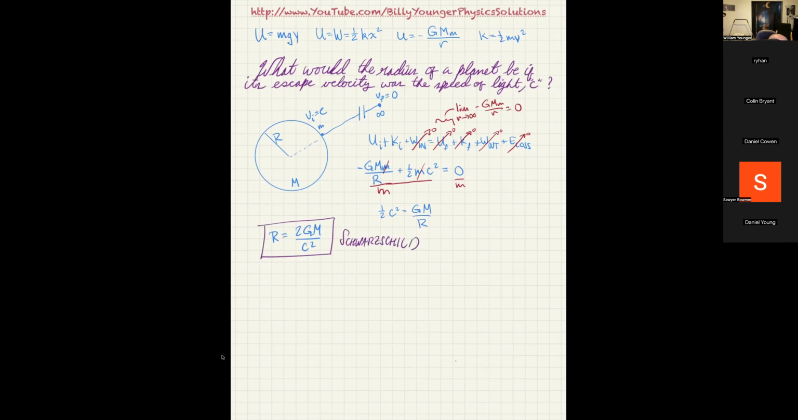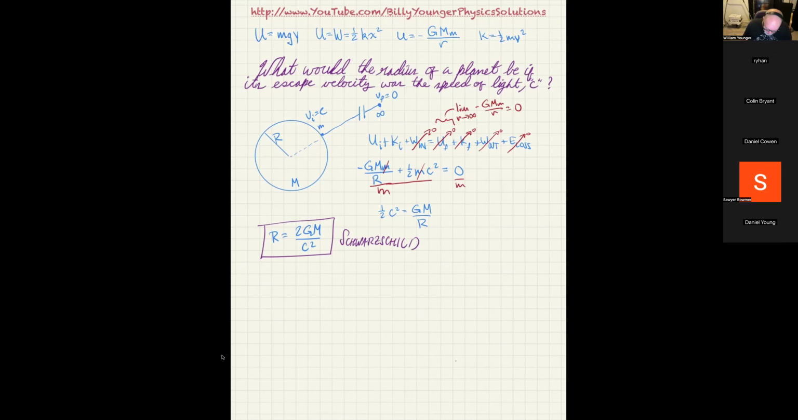Hopefully, I'm spelling that right. That's not my native language, but Schwarzschild radius. The neat thing about this is we've done this with Newtonian physics, but we managed to get exactly the right result that general relativity gives us. If you work the same problem out with general relativity, you would find that the Schwarzschild radius, the radius that we use for a Schwarzschild black hole, is exactly this quantity.